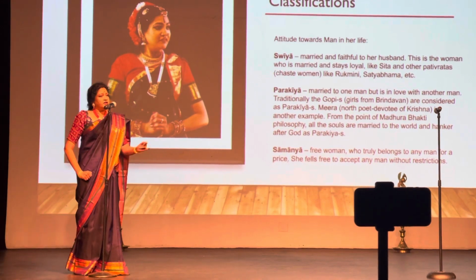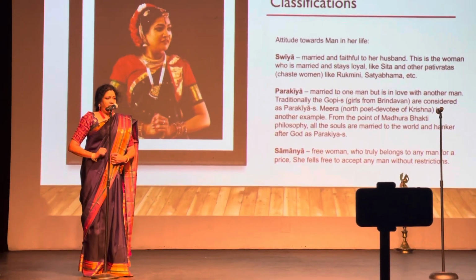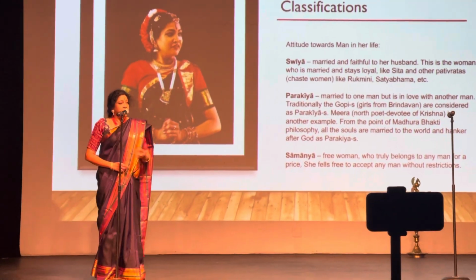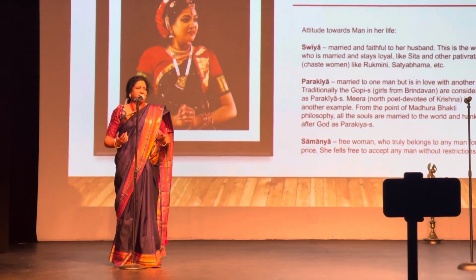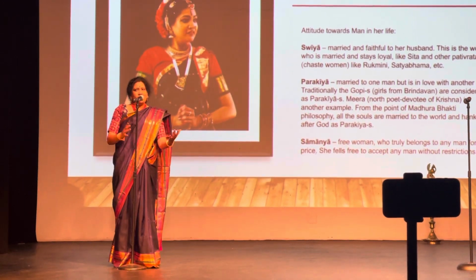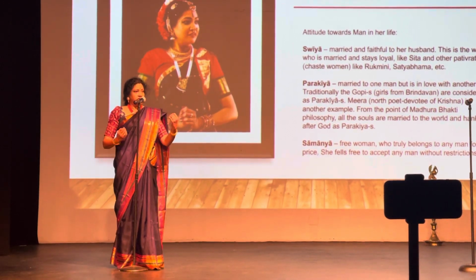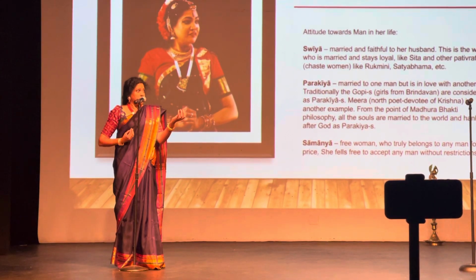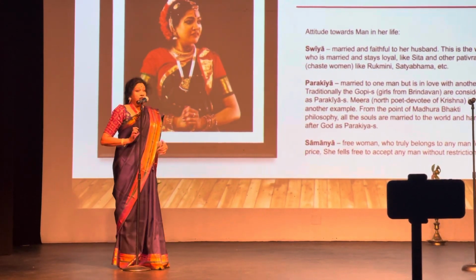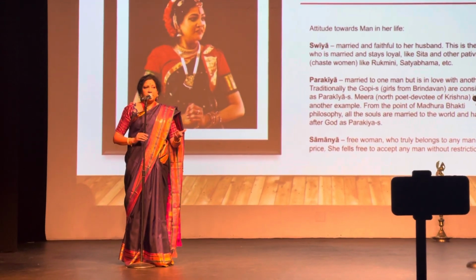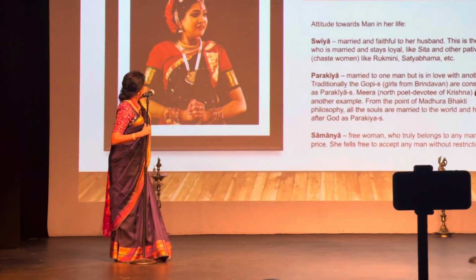Parakiya Nayika is the one who is married to her husband, and then she is actually in love with another man. The best example we can think of is Meera. It's more of a Madhura Bhakti, not anything outside, maybe it is, but also she's this woman who thinks she's married, but then she thinks of the Lord as her husband. Actually, Radha, any of the Gopikas that are with Krishna in Krishna Leela, we see they fall under Parakiya.